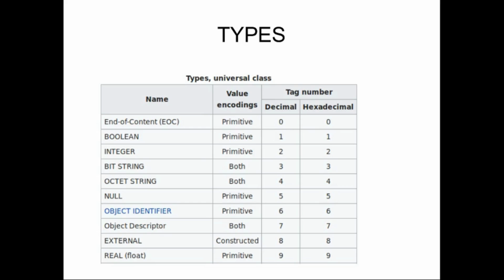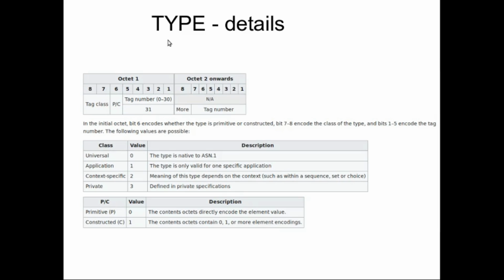Now if we discuss more on the types, what are the types? We saw 2 types, integer and string, in the last section. Now we have more types here, like boolean, octet string, bit string, null, object identifier, object descriptor, external, and so on. Each of these has a tag number, and from the tag number we can make the TLV format.